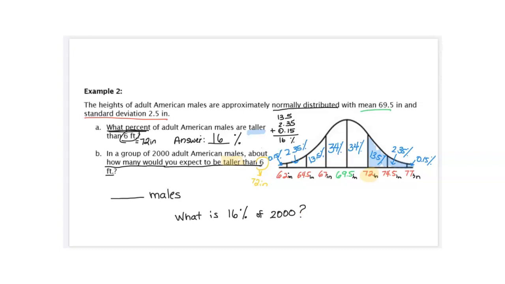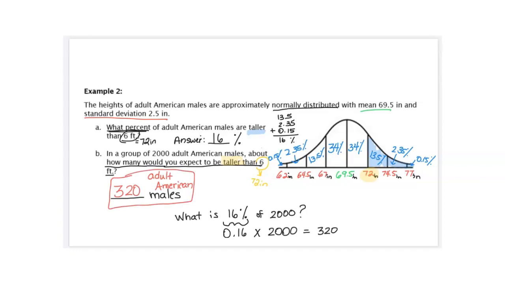To figure out our answer, we would take our 16% and change it into a decimal, which is 0.16. We're going to multiply it by 2,000. 0.16 times 2,000 will give us 320. So in this case, the answer to our question is 320 adult American males.